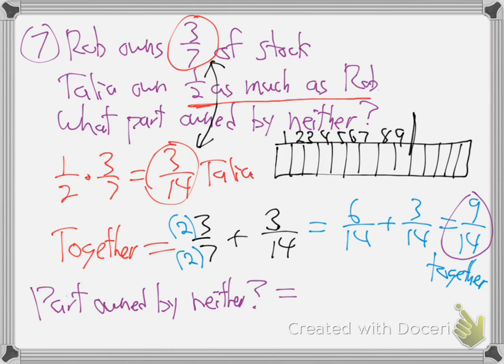Then what? 1, 2, 3, 4, 5. 14th is owned by neither, huh? Does that make sense? If 9/14 is owned by the two of them, then 5/14 is owned by neither. The rest of it. How are we doing? Is that good? Those fractions? Now, there's a couple I didn't do. I'll try to do those back in my office, and I'll put them up on YouTube.